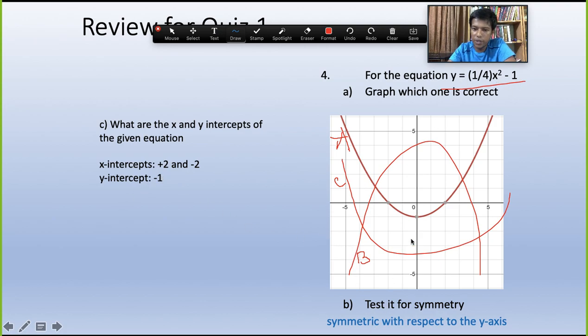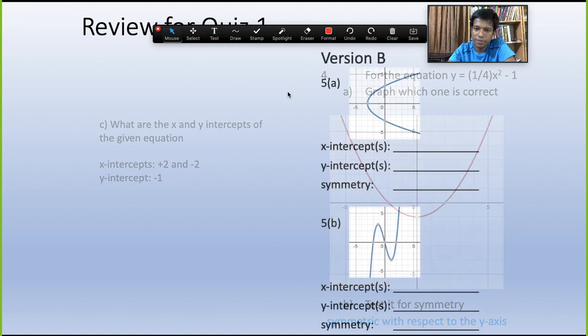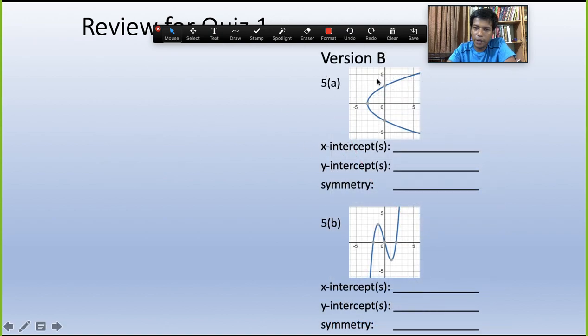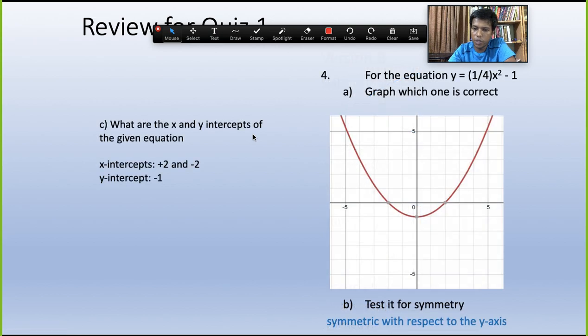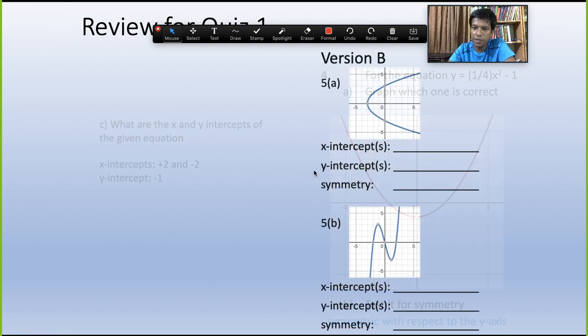And what is the symmetry here? We can already see that this graph, now in this case, of course, this one is the correct graph, and we can see that this has y symmetry. Here a graph is given. Now see the difference between this question and this question: this one you will have to do from the equation, and this one you will have to do from the graph. So this is a graph.